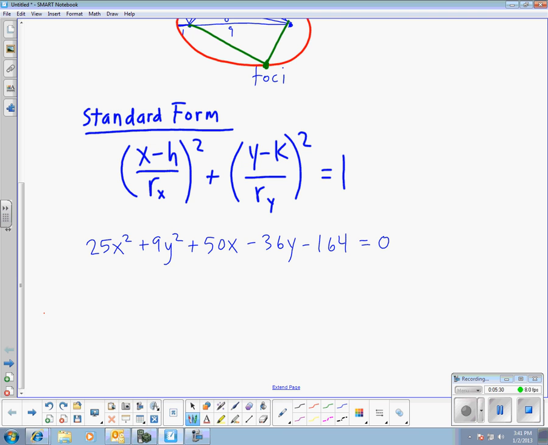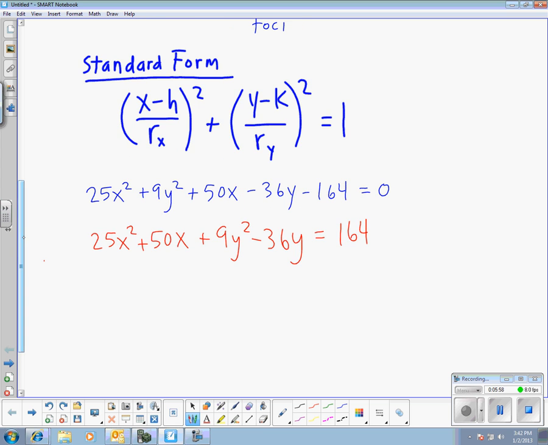Okay, so step 1. What I want to do in step 1 is get my x stuff together. And get my y stuff together. And also I'm going to go ahead and take that 164 and move it on over to the right. Eventually that right side will equal 1, but for now just get all the constants over. Next, when you complete a square, you need just one x squared and one y squared. There can be no coefficients of x squared when you complete the square.